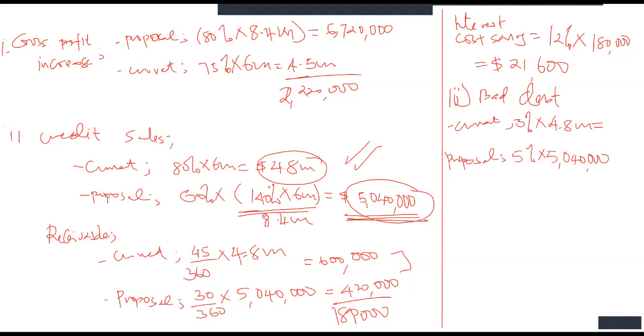So what's the current bad debt? 144,000. The current bad debt is 144,000. Proposal, 252,000. The increase is 108,000.